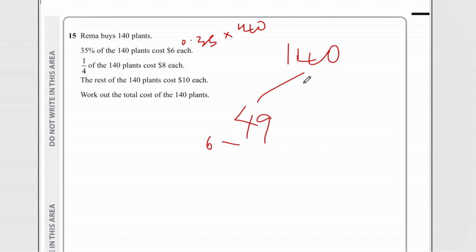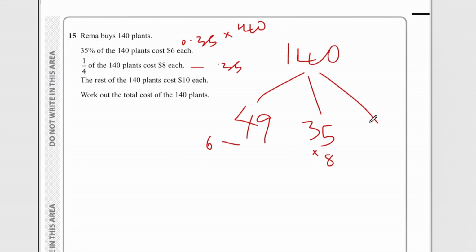Then they also told us that a quarter of 140 cost 8 each. A quarter of 140 means anytime you're getting a quarter, divide by 4. 140 divided by 4 is 35. Okay, so a quarter, this is 35. That 35, they said they sold for 8 each. So you multiply by 8 to get the cost. And then the rest of the 140 plants cost 10 each.